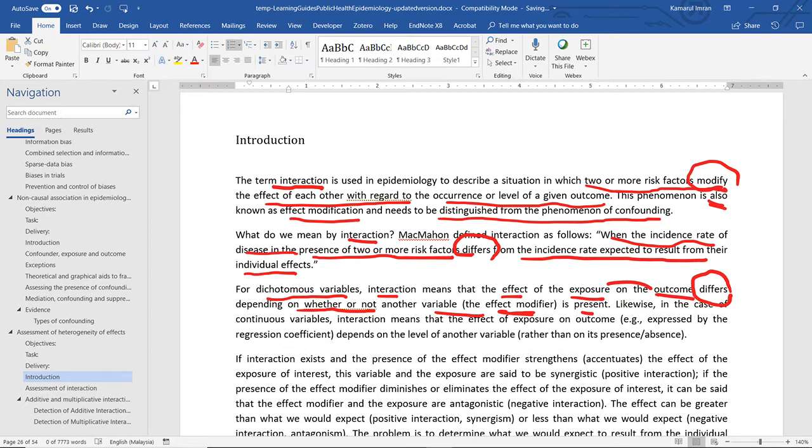In the case of a continuous variable, interaction means that the effect of exposure on outcome, expressed by regression coefficients, depends on the level of another variable rather than its presence or absence. It depends on the level, all right.